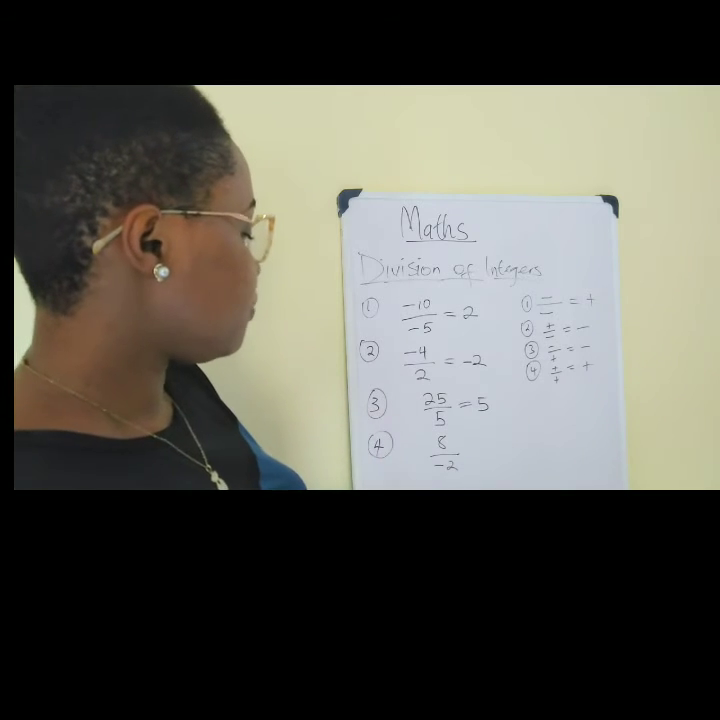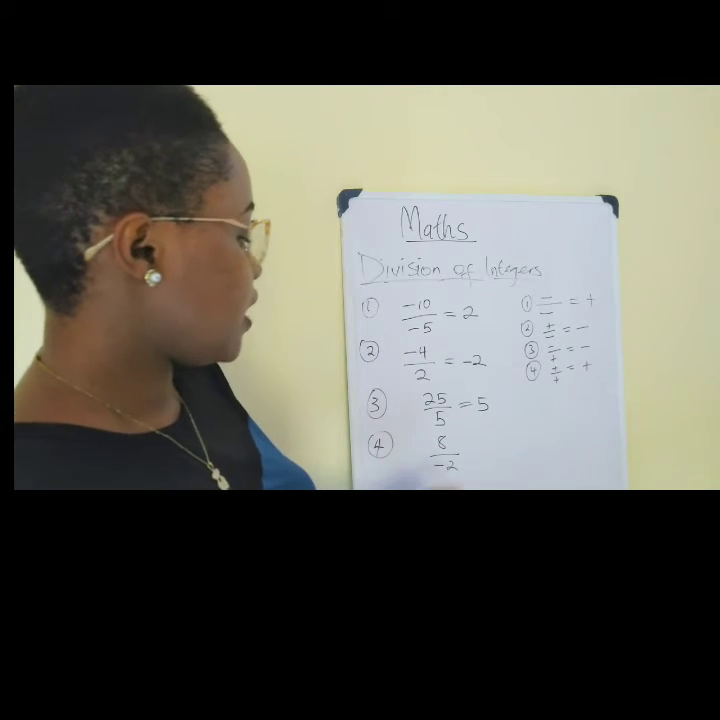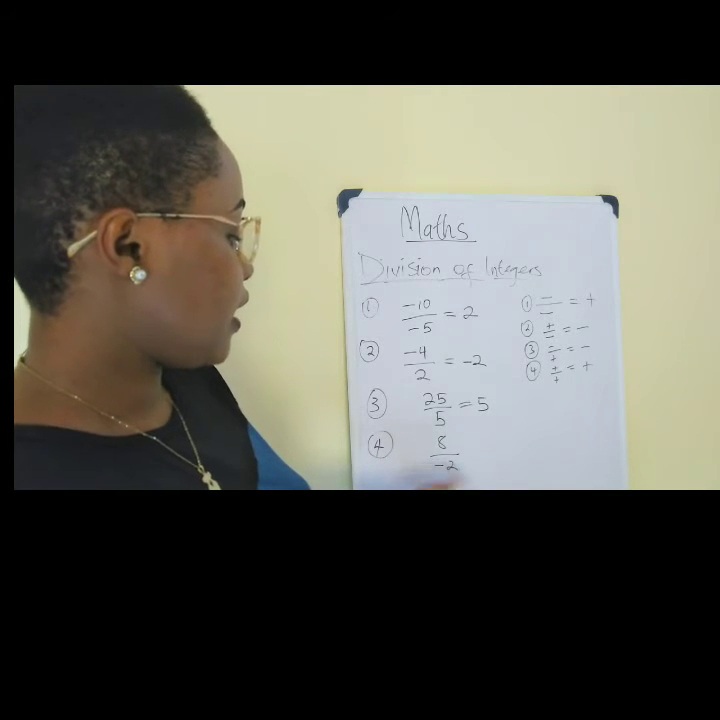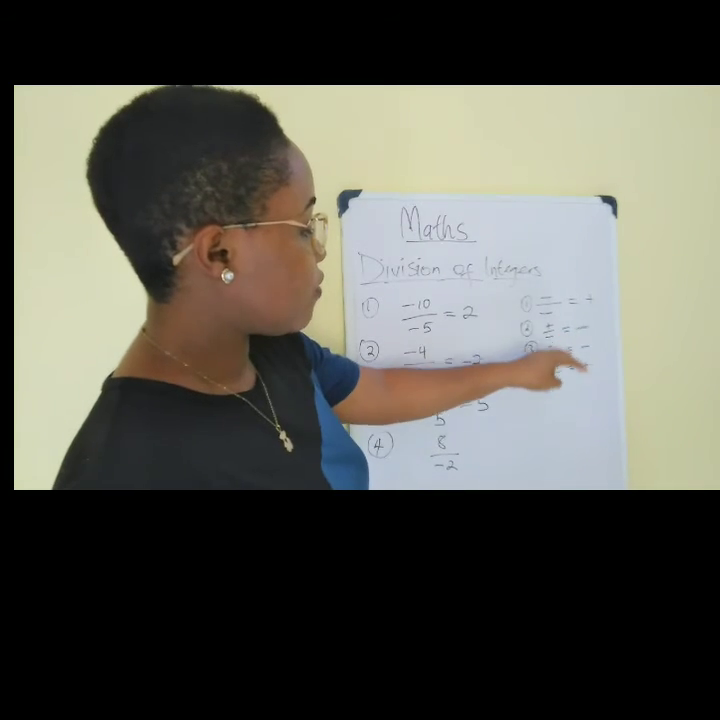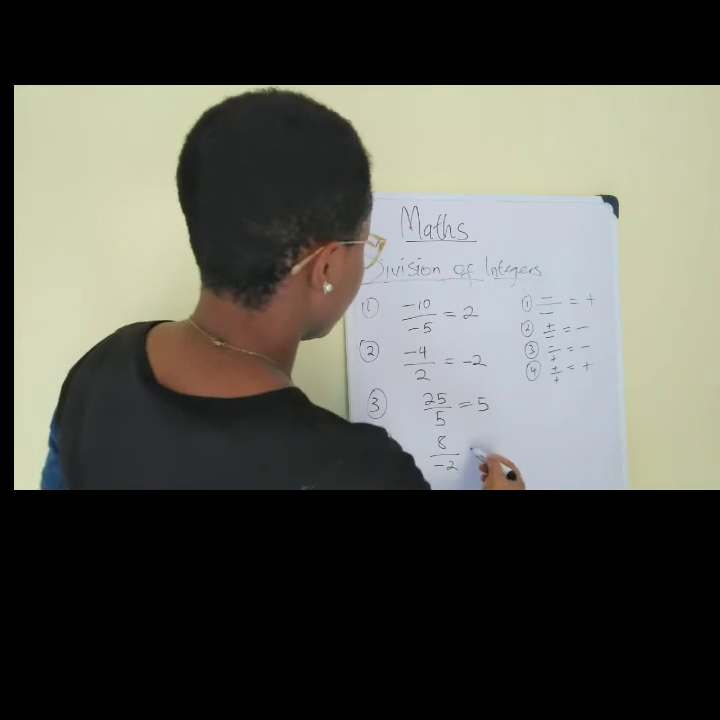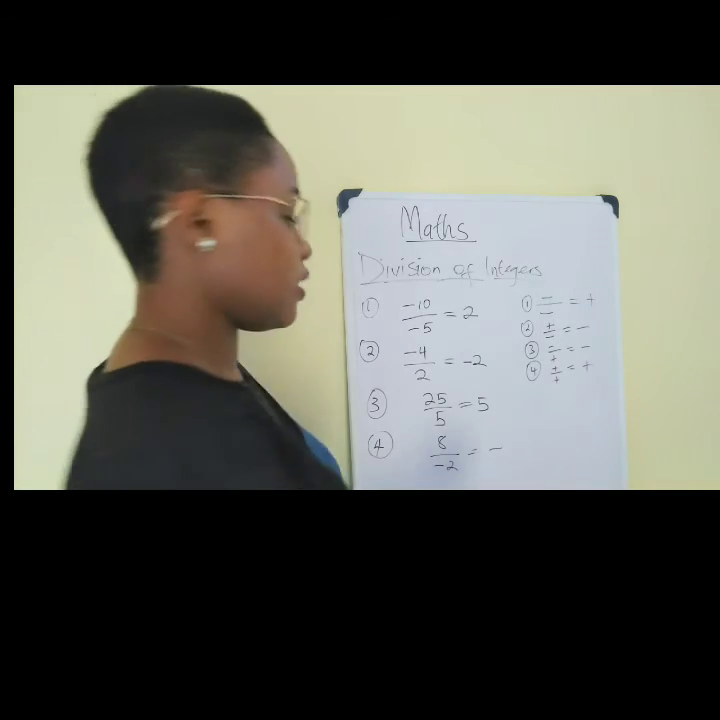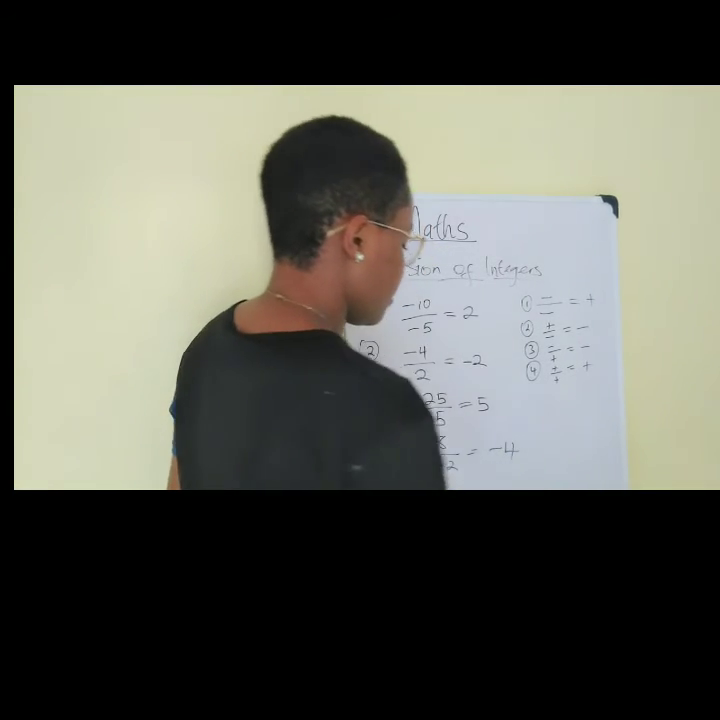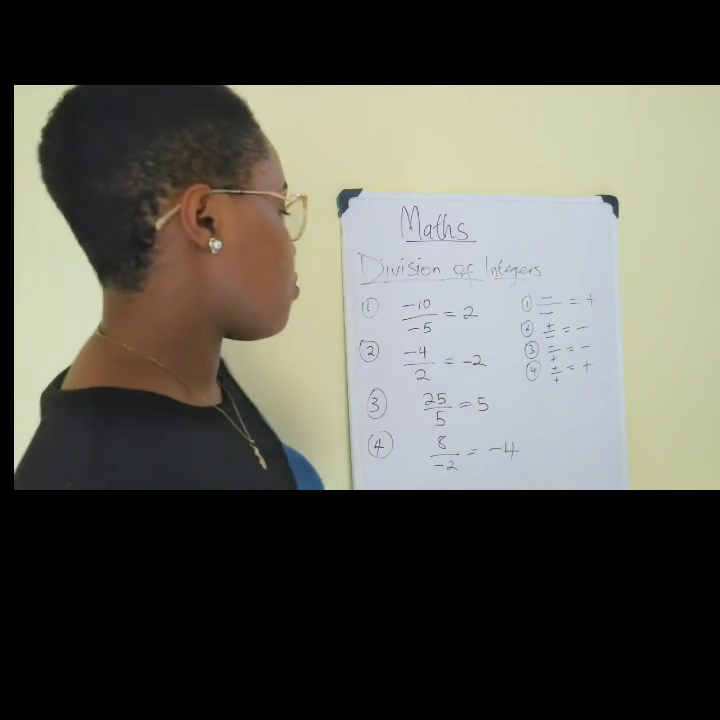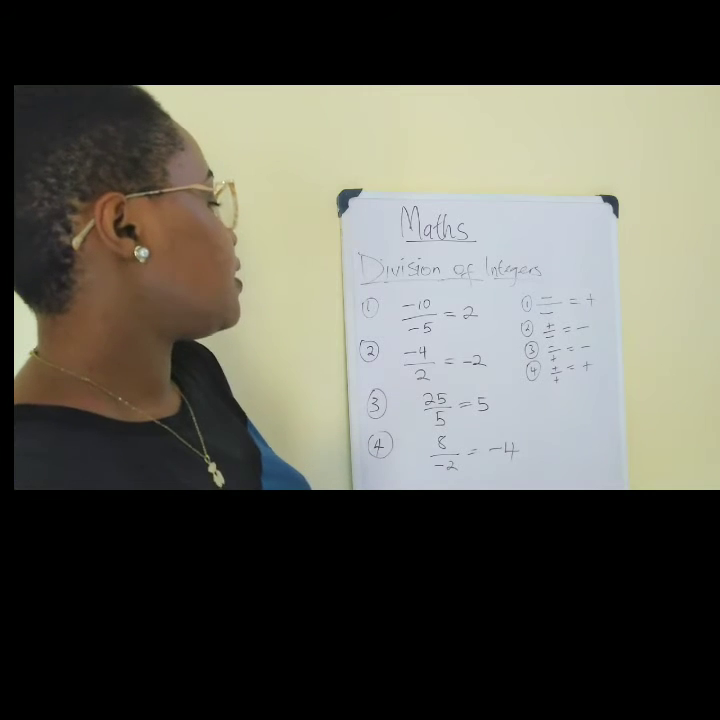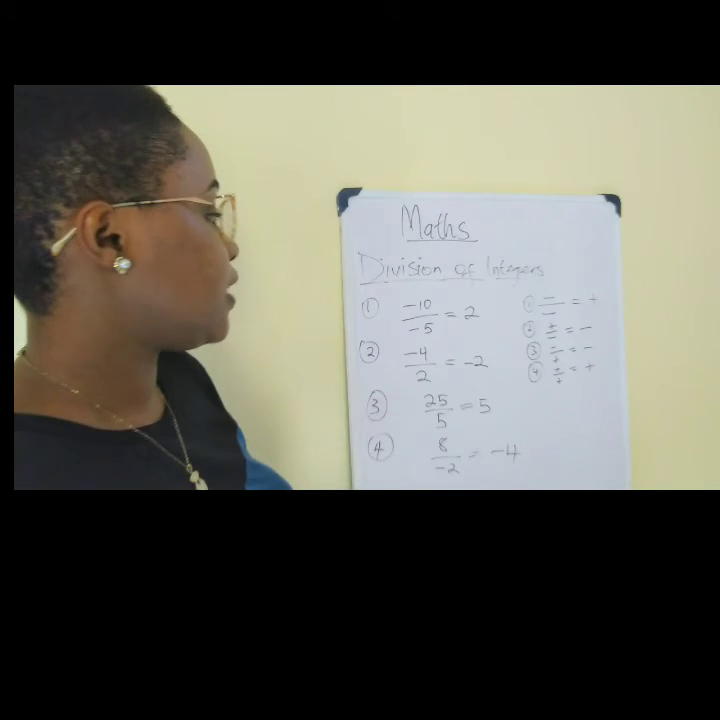And the fourth one, a positive 8 divided by a negative 2. Positive divided by a negative will give us a negative outcome. 8 divided by 2 is 4. So the answer is a negative 4. So these are the answers that you get to problems like this.